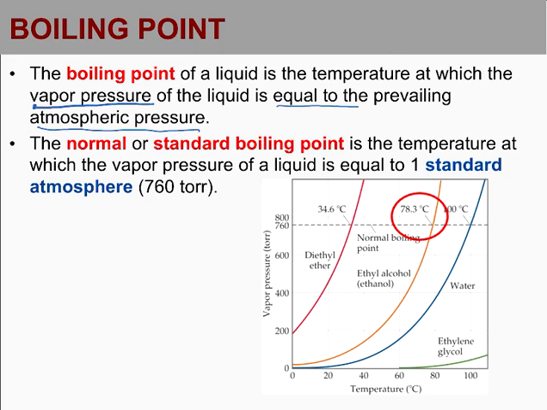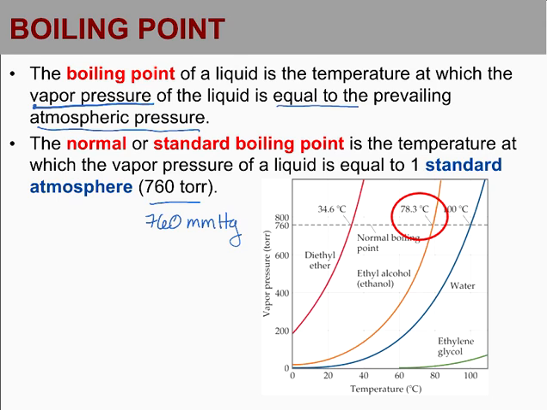Eventually, the vapor that builds up above the water is going to reach atmospheric pressure. And that's when the water will start to boil. Now remember, atmospheric pressure is 1 atmosphere, or 760 torr, or we could also write 760 millimeters of mercury.